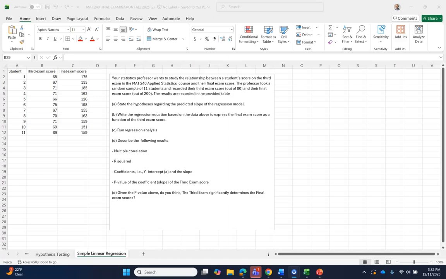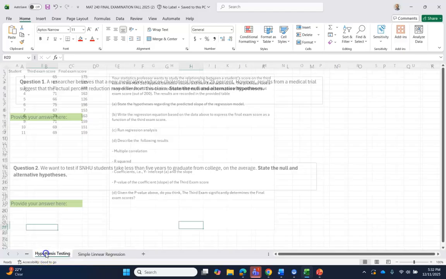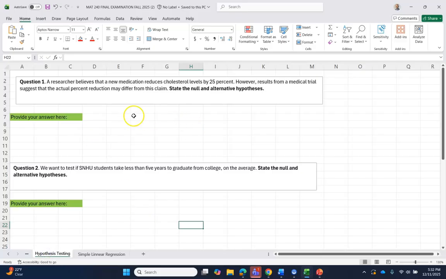Hey guys, welcome again. After we have provided a tutorial on linear regression, we can now look at the second section, which is hypothesis testing. And in this case, we have three questions.